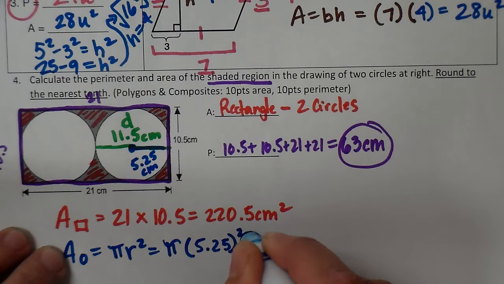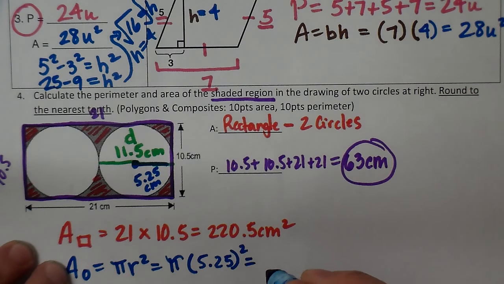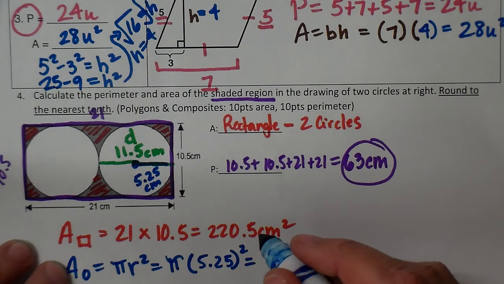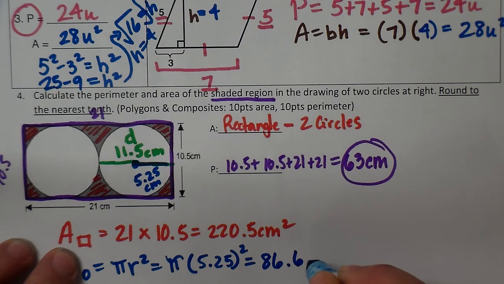5.25 squared. So I'm going to take 5.25 and square it, and when I get 5.25 squared, I'm going to get 27.5625 pi. So we're going to multiply it times pi, and you're going to get 86.6. So one circle is 86.6 centimeters squared.